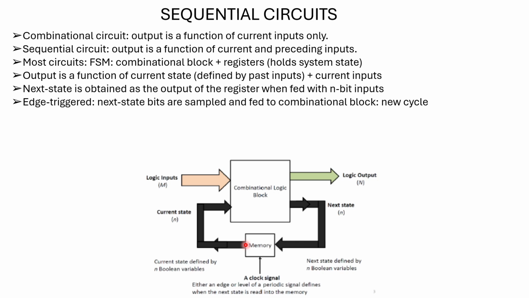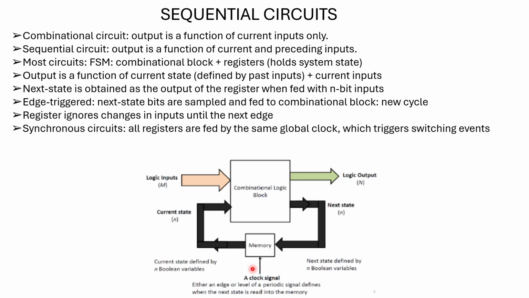And edge triggered. So the next state bits are sampled and fed to the combinational block only at a particular time interval. So mostly we are talking about edge triggering. Only when the clock edge triggers is it sampled. So the register ignores all other changes until the next edge. Whatever happens till then, this memory register block will ignore those changes and only sample at the next edge.